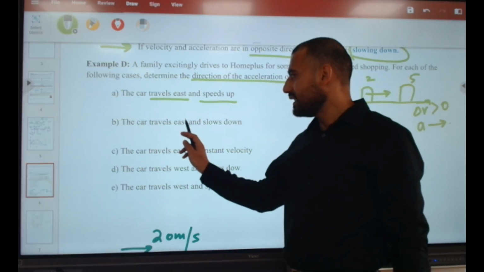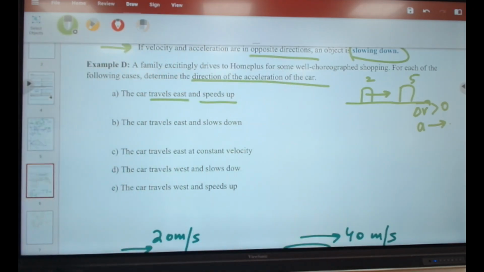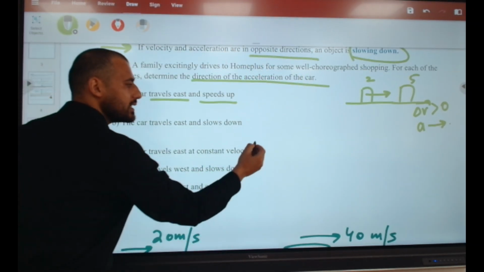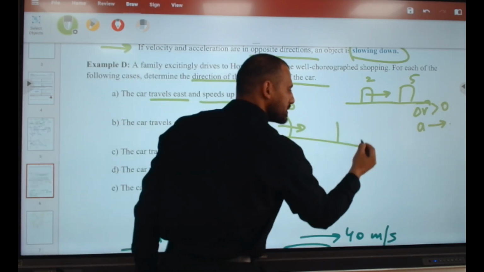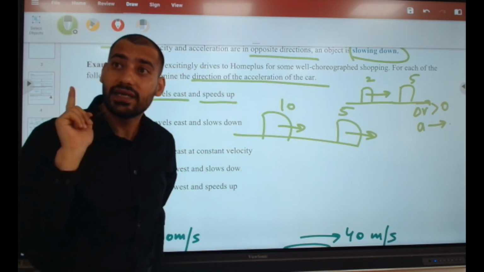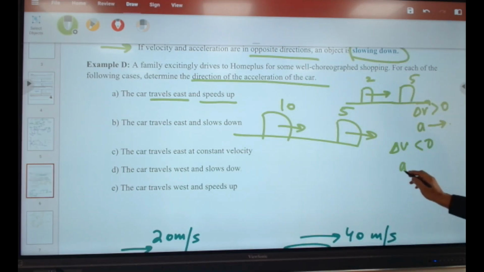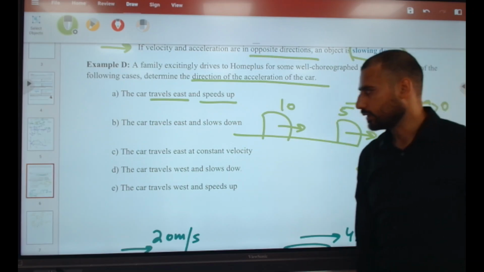The car travels east and slows down. Agreed? Exactly. So what is happening? The car is going towards east, but then it is slowing down. It means the body was traveling with 10. After some time, what is the speed? Say, for example, it is only 5. What is the change? Negative. Therefore, understand, change is negative. That means acceleration will be opposite. Is that fine? Is that clear? Okay. Next.